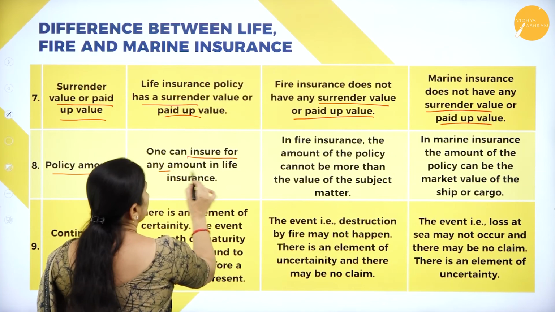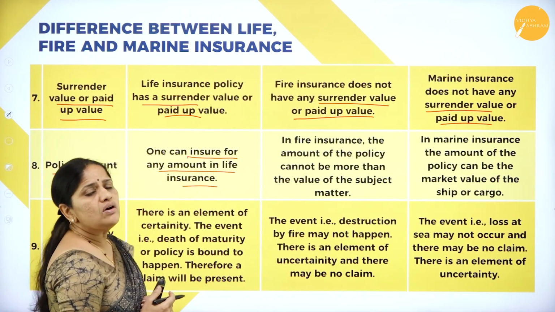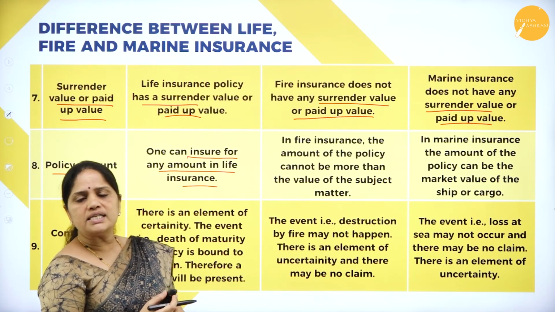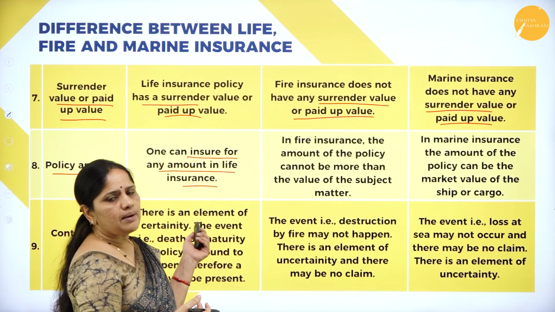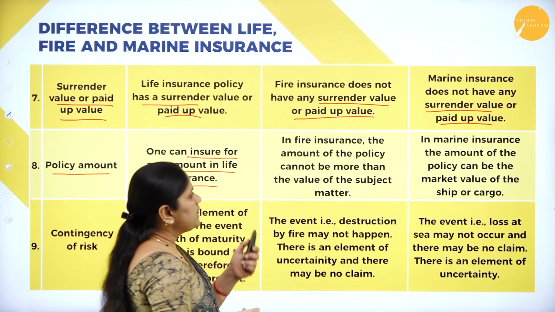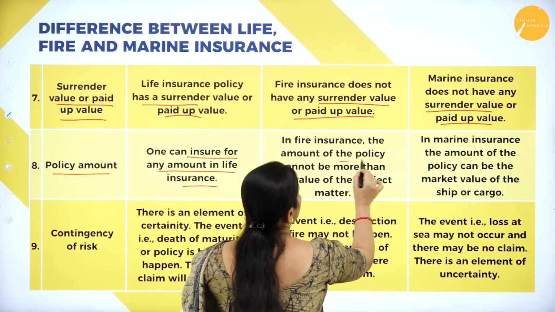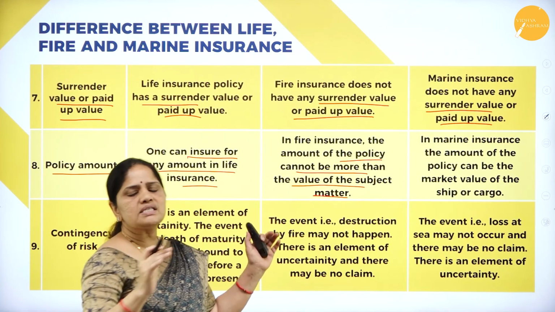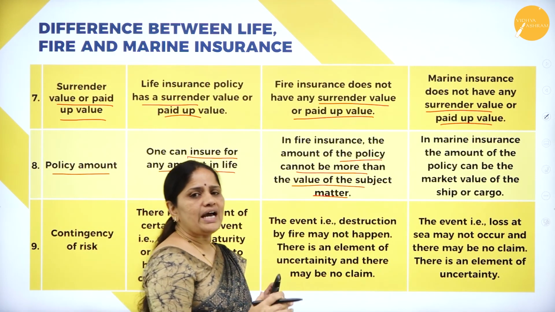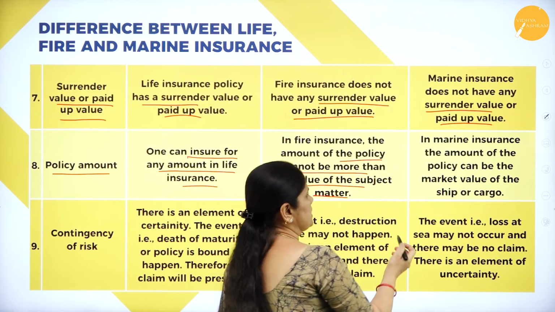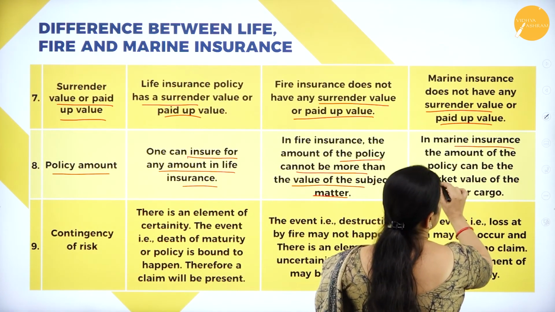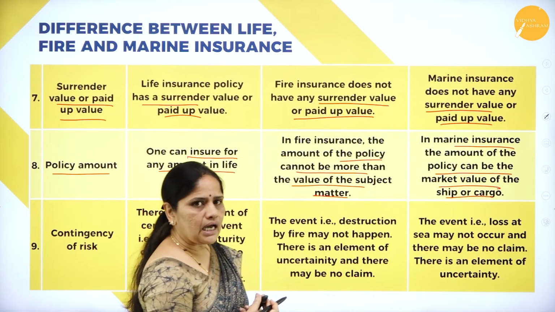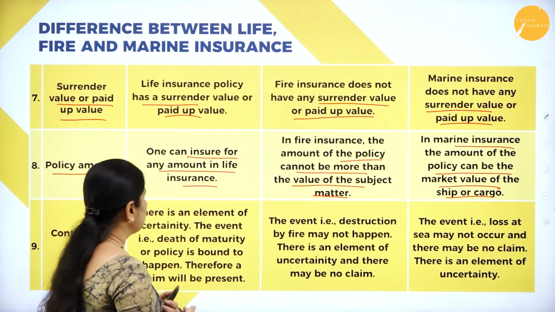Then next one is the policy amount. One can insure for any amount in life insurance. Depending on his financial condition, he can just take up a life insurance policy. But in case of fire insurance, the amount of policy cannot be more than the value of the subject matter. So whatever is the value of the property, on that value only we have to take the policy. In case of marine insurance, the amount of policy can be the market value of the ship or the cargo.